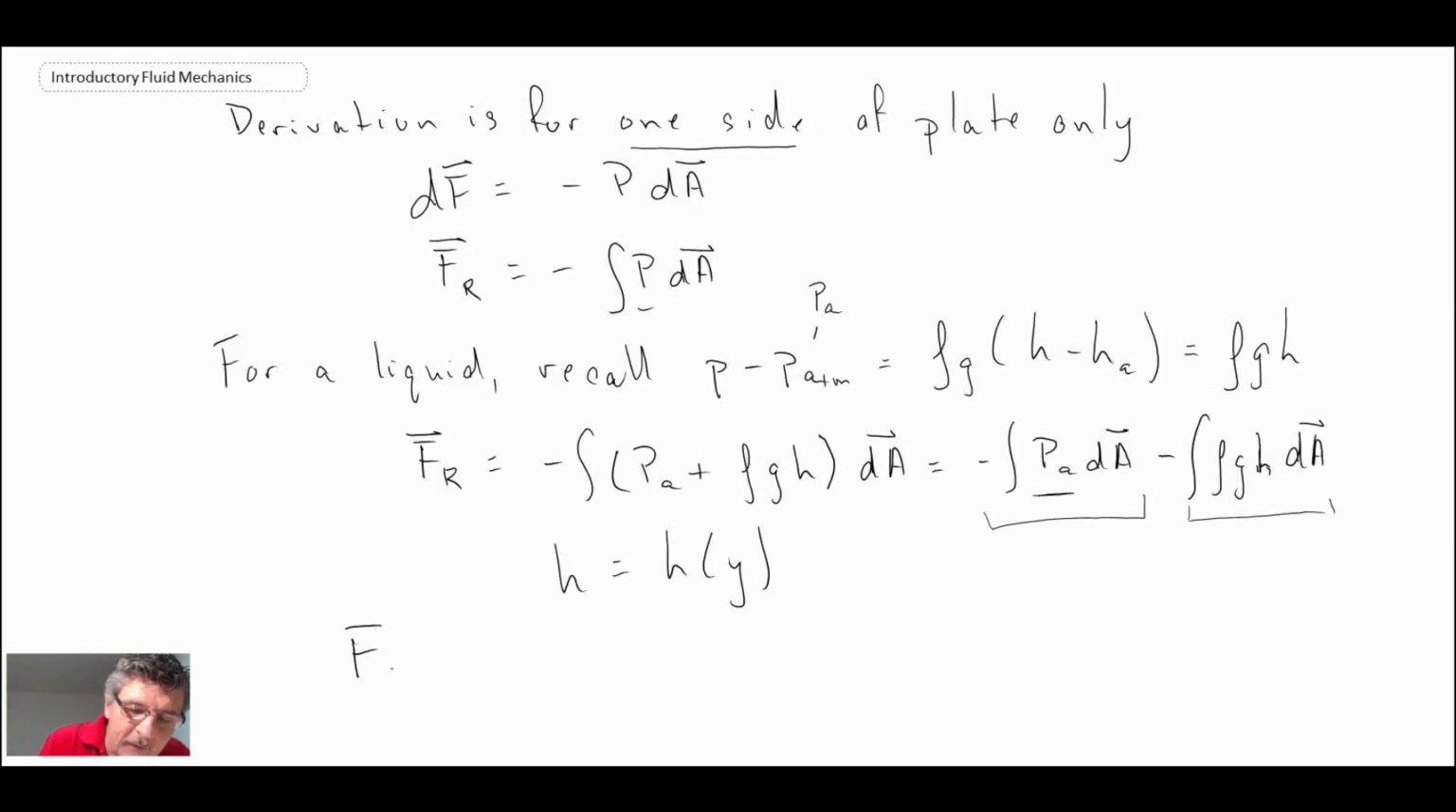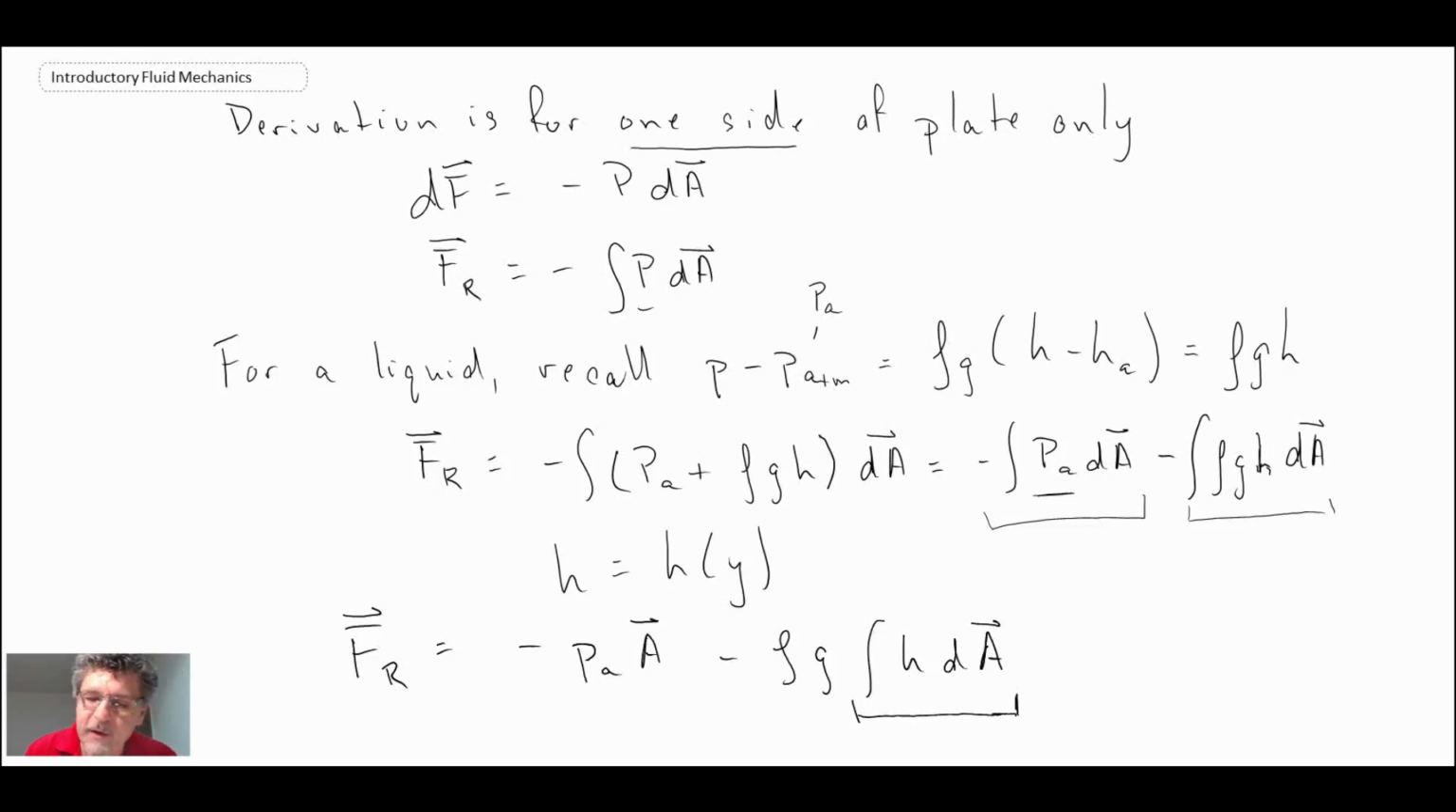And what we can do for the resultant vector is, first of all, for the first term, it is just the atmospheric pressure times the area of the plate. We can pull out the density and the gravitational constant in the second integral, and then that is h dA. So what we need to do, we need to handle this integral here.